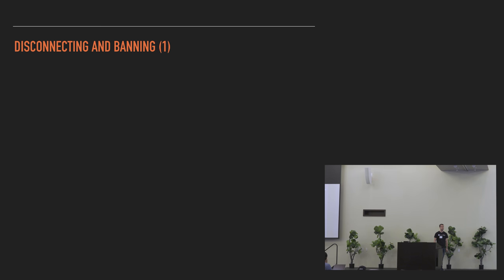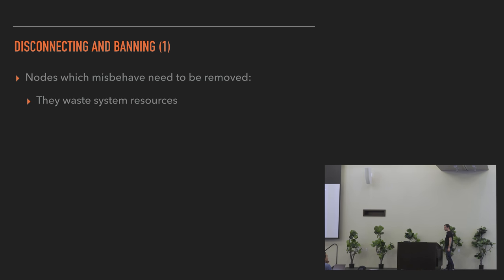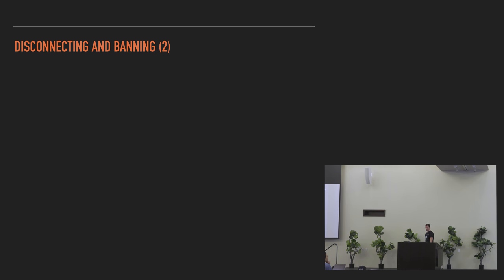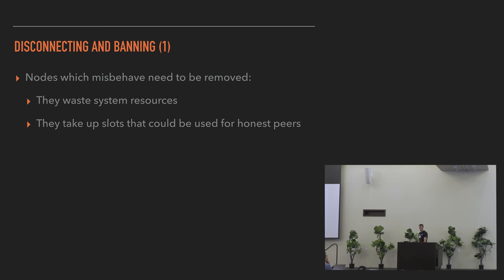So far, so good? Okay, so it's a completely open network. You could connect to something that's complete garbage, right? You don't know what you're connecting to. So if you connect to a node that misbehaves, they need to be removed somehow. They waste our system resources. They take up slots that could be used for honest nodes. And those things are bad, right?